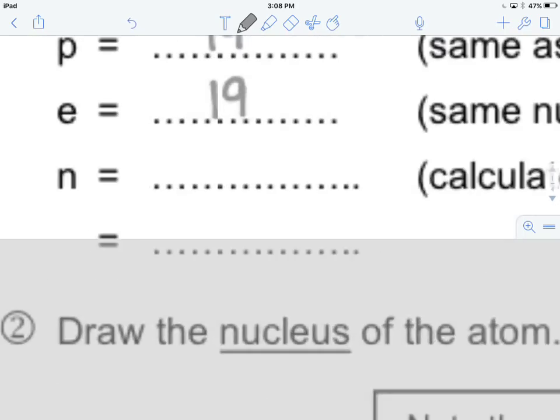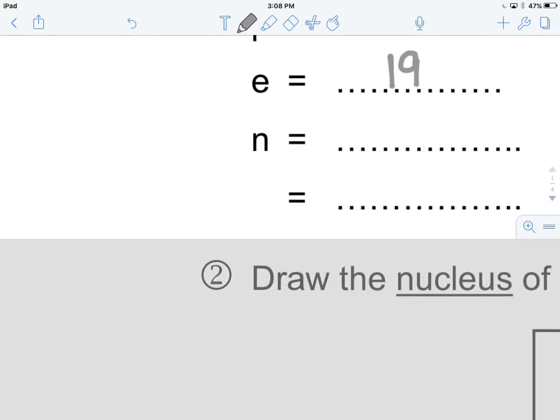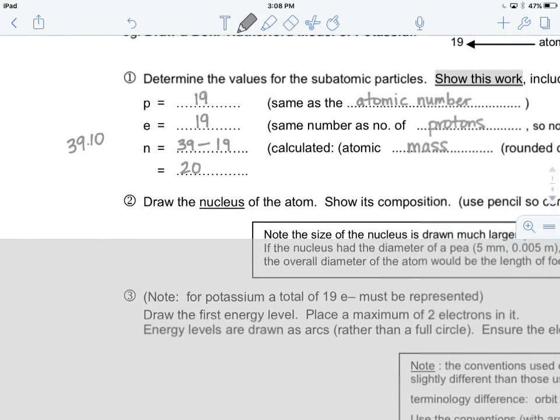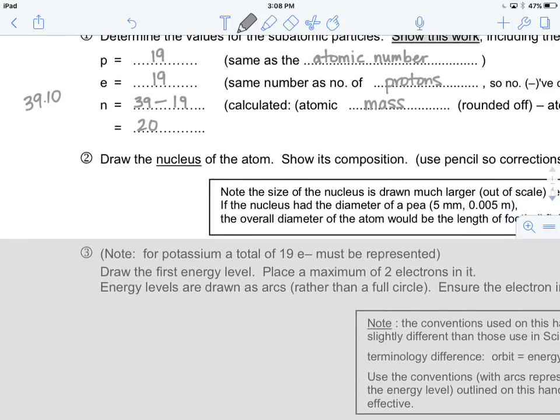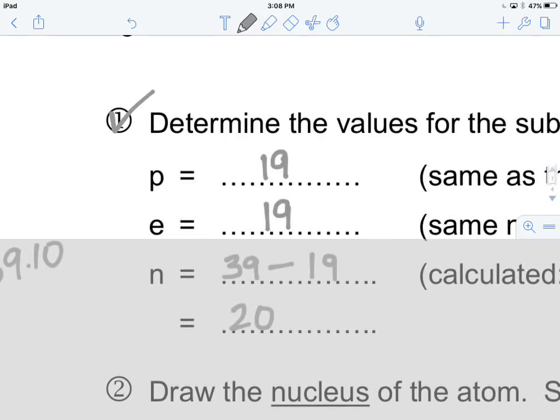So let's actually do that math. The atomic mass was 39.10. If you want to round this to the nearest whole number, we're going to round it to 39. Now we subtract the atomic number, which is 19. 39 minus 19 is 20. So that means the number of neutrons is 20. So what we have now is a series of steps. We've just completed step 1, which is to determine the values for those subatomic particles. That's a good thing to be done with.